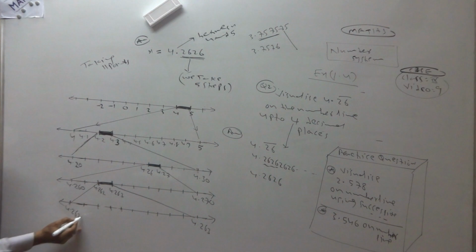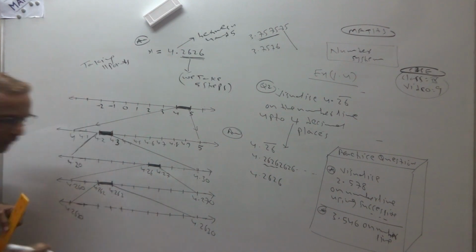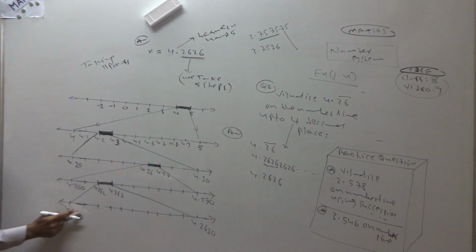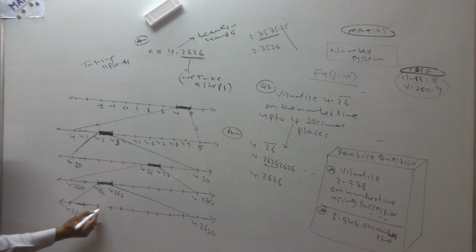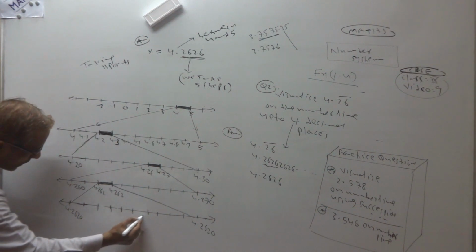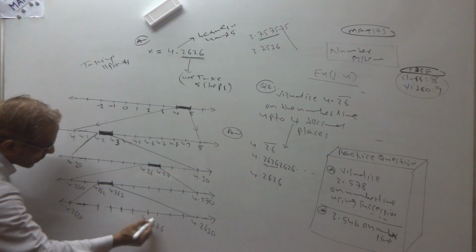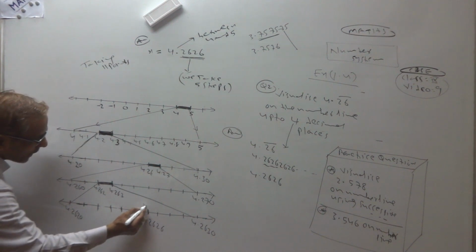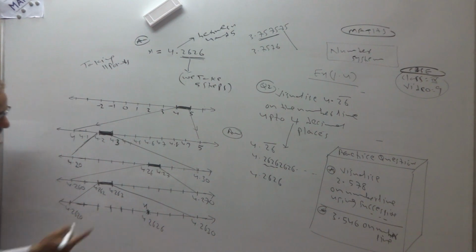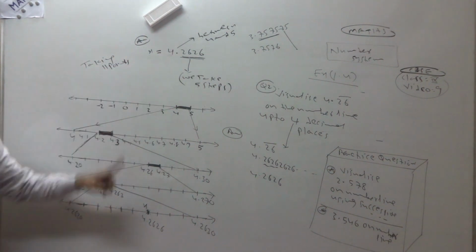Okay. See, add 0. Which number now? 26. 20, 21, 22, 23, 24, 25, 26. This is 4.2626. This is your answer. This is your x. Finished. The final answer is here. You got 4.2626.